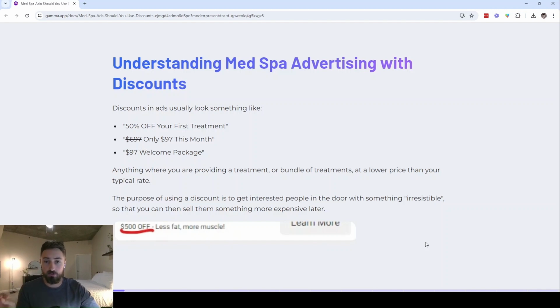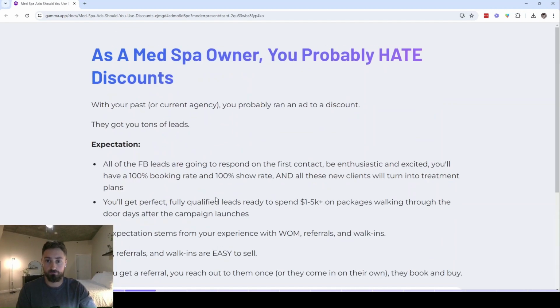The purpose of using a discount is to get interested people in the door with something quote unquote irresistible, such as 50% off, something that gets their attention so that you can then sell them something more expensive later down the line, right? So you get people in the door so that you have the opportunity to sell them a treatment plan or a package of some sort. And so I have the image here of $500 off, less fat, more muscle. That's the type of thing that it looks like.